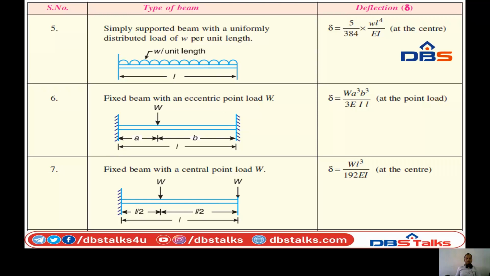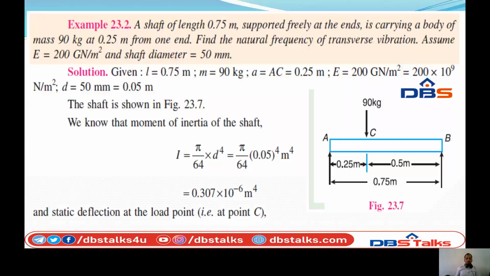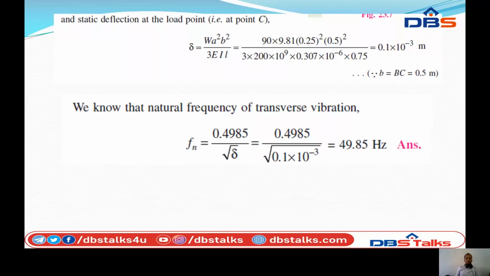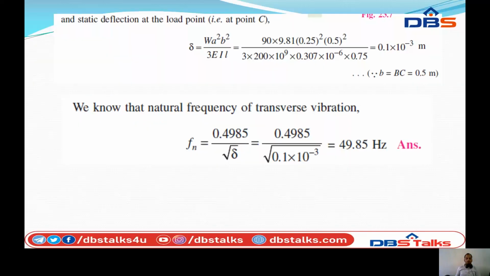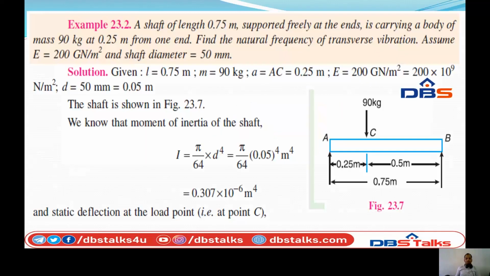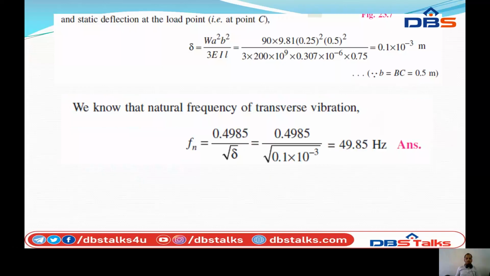So if you substitute, delta is equal to W a squared b squared by 3EIL. W means m into g, so m is 90 and g is 9.81, into a squared. a means from the left end and b from the right end. So 0.25 squared into 0.5 squared by 3 into E, 200 into 10 to the power of 9, into I into L. L is 0.75. What about the I?